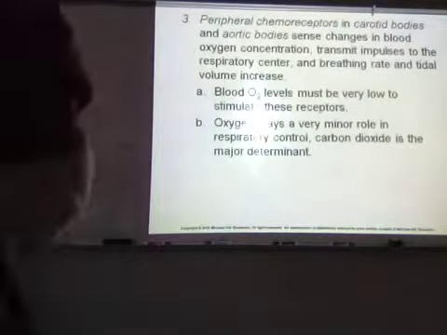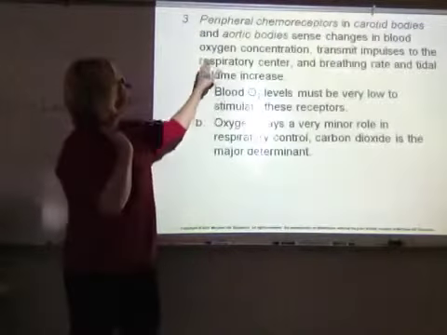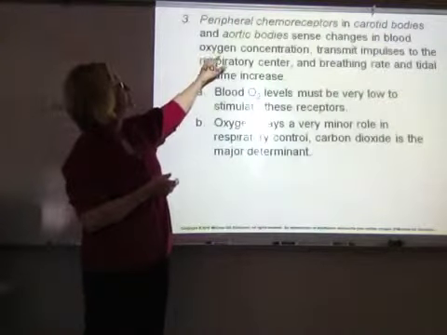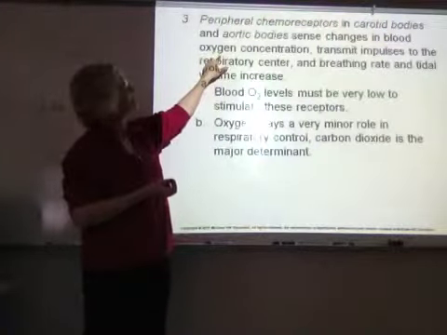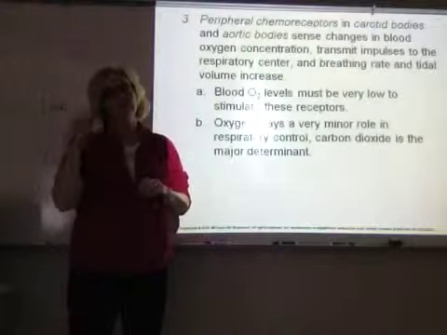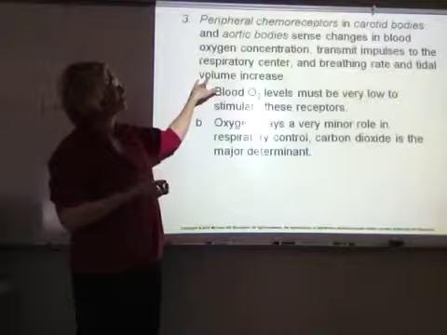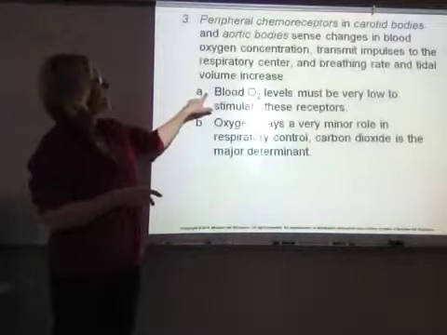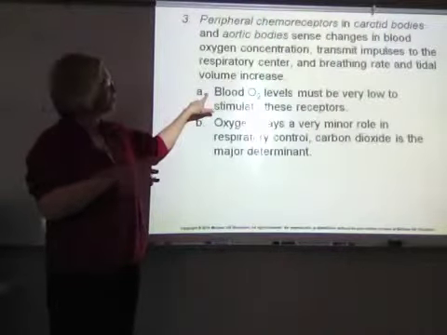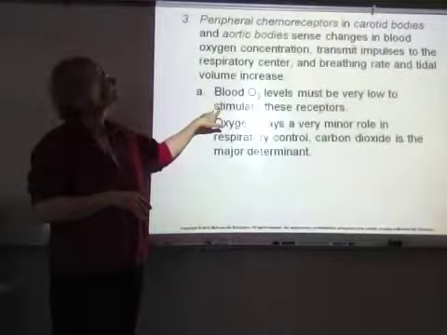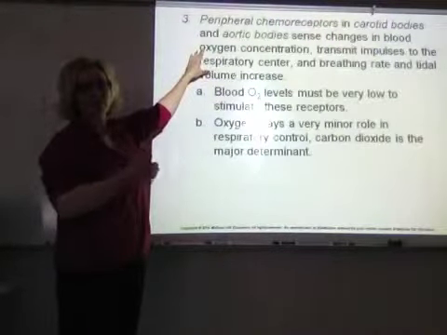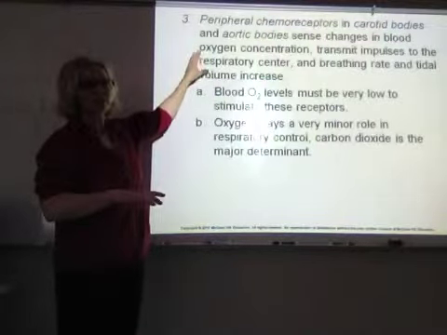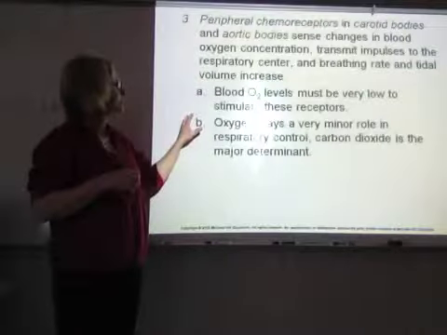Peripheral chemoreceptors are going to be carotid bodies and aortic bodies, so these are going to deal with your blood. They sense changes in blood oxygen content. They transmit impulses, again back to your brain, and they contribute to your breathing rate and the tidal volume that your lungs have. Blood oxygen levels must be very low to stimulate these receptors. So when you think blood, carotid, aortic, they measure oxygen, and that oxygen level would be extremely low before they're going to send a message to the brain.